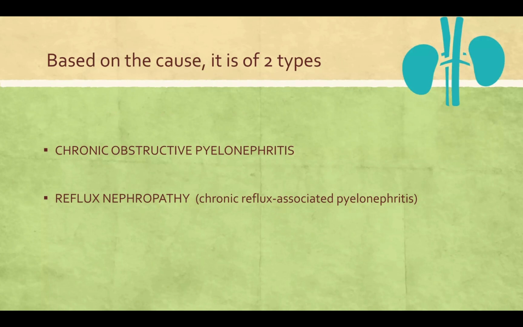Based on the cause, it is of two types. Based on the cause of pyelonephritis, it is divided into two types: chronic obstructive pyelonephritis and reflux nephropathy, which is also called chronic reflux associated pyelonephritis. Let us see about chronic obstructive pyelonephritis.